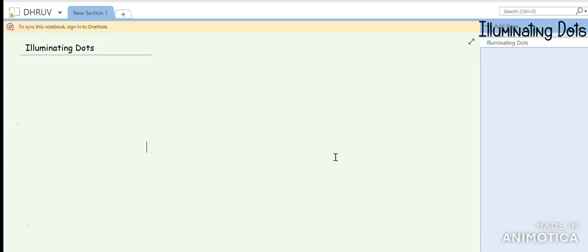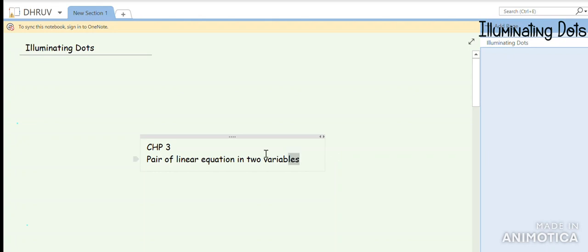This is a summary of CBSE Class 10 Maths Chapter 3 Exercise 3.6. So this exercise is about equations reducible to a pair of linear equations in two variables.